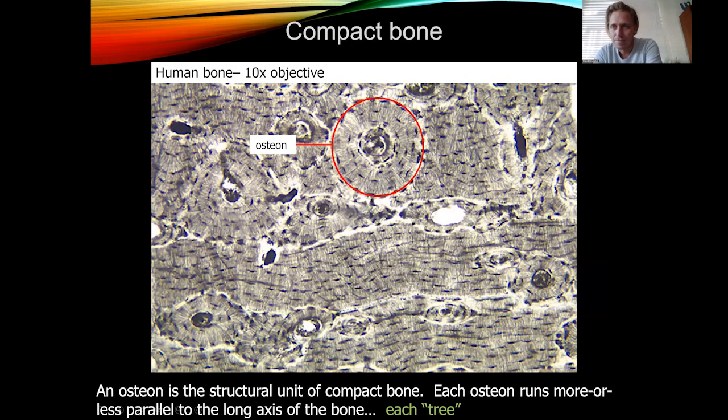Okay, so just to give you some other slides, because not all slides are created equal, right? So here's a different slide with slightly different stain. You can see an osteon right here. You can see another osteon here. All right, so we're zooming into those.